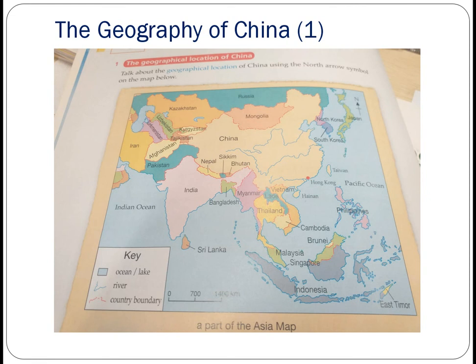Look at this big map in front of you. It says it's a part of Asia map. Here you can see the Greater China region, which is surrounded by different countries on all its sides, and on one side you have the great big Pacific Ocean. Now, if you look closely at the map, you can see certain blue lines inside the Greater China region. So what are these blue lines?